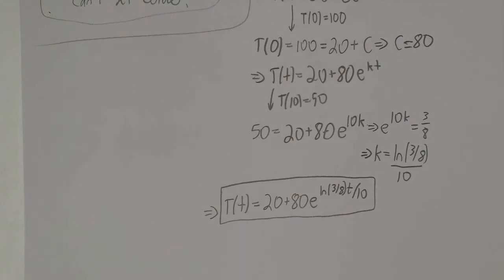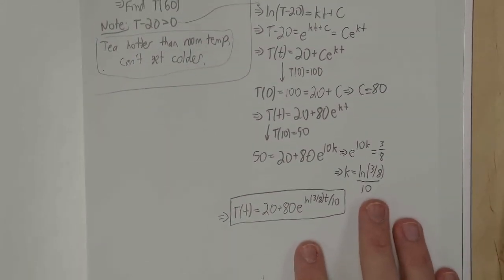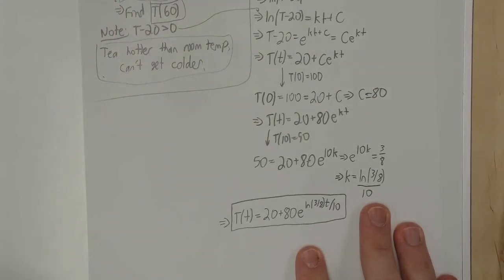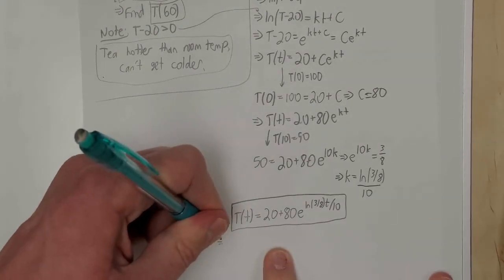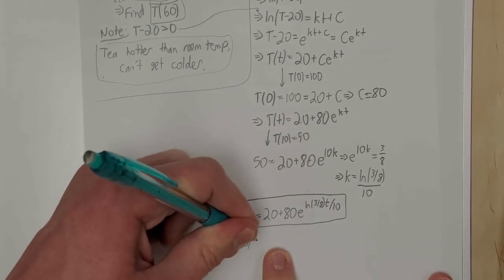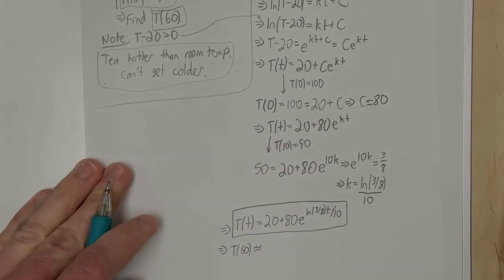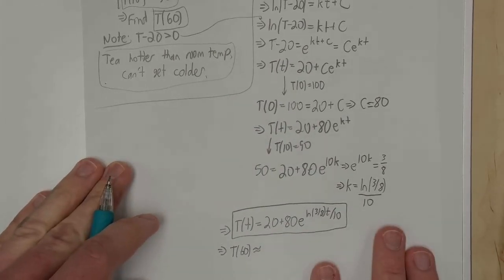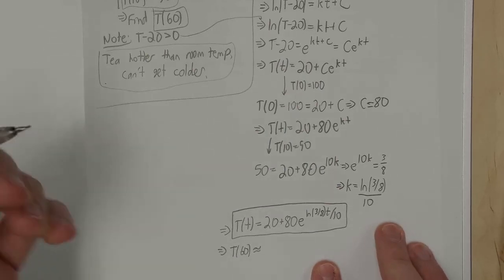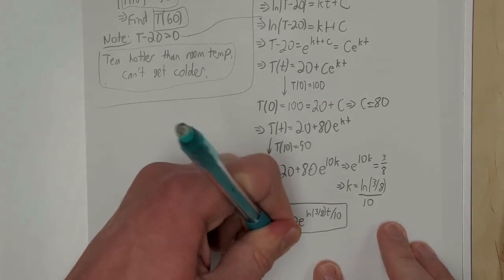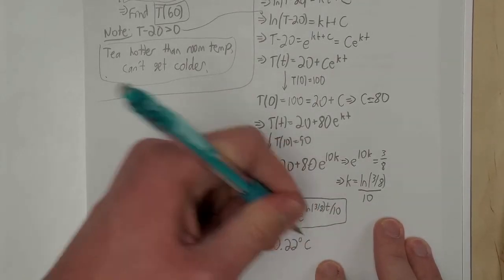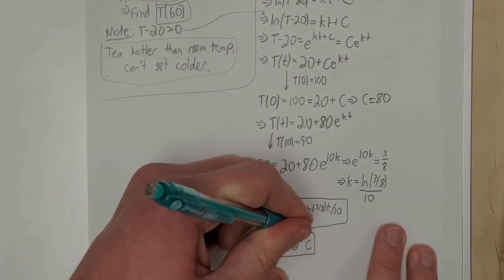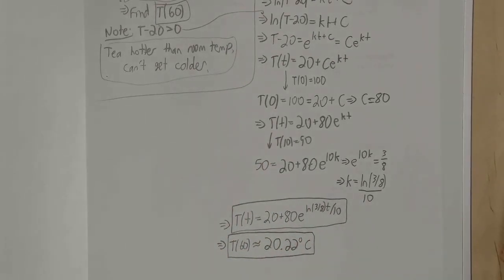Okay. And so the last thing we need to do is figure out, well, what is T of 60, right? So all we do is just let little t equal 60 here. So we get T of 60 is approximately, so the problem states we need to round to the nearest hundredth as per its last sentence, so doing that will get you 20.22, and that's the temperature in degrees Celsius. Okay. And that's example 5.